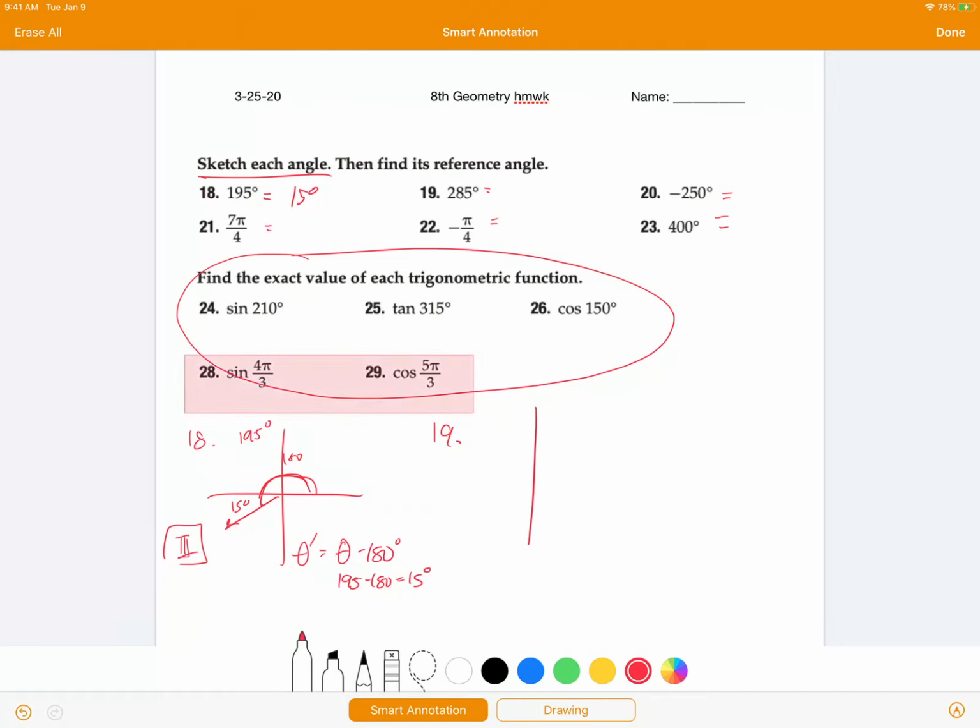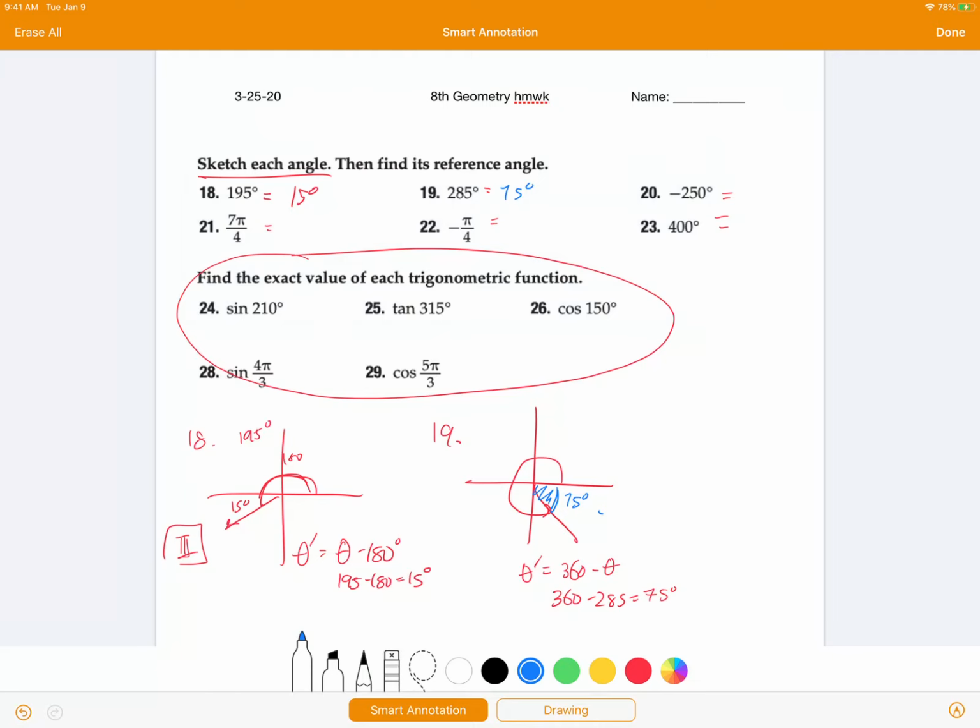Number 19 is 285. 285 ends up in the fourth quadrant. In the fourth quadrant, your reference angle is always going to be 360 minus the angle that you're given. So if you do 360 minus 285 degrees, you end up getting 75 degrees. And that is basically this portion right there. So the answer for this would be 75 degrees.